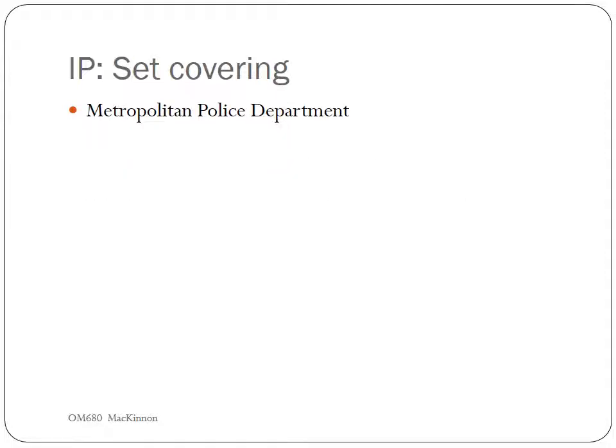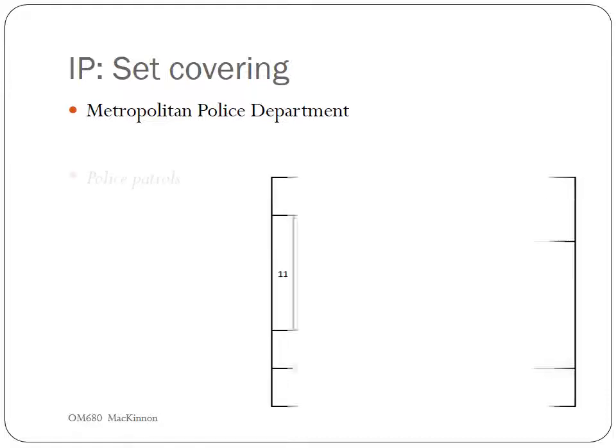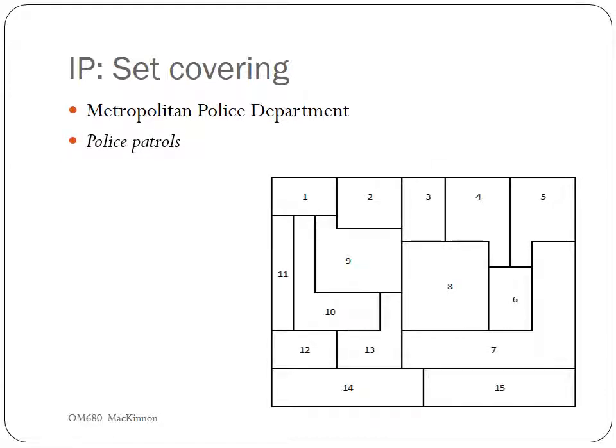So let's take a look at the Metropolitan Police Department. This is a grid of the area that they have to cover. These are police patrols. The requirement is there must be one patrol in a sector or in an adjacent sector. So, for example, if there was a patrol in Sector 1, that would cover Sector 2, 9, 10, and 11. Whereas if there was a patrol in Sector 14, it would cover 14 and 12, 13, 7, and 15.